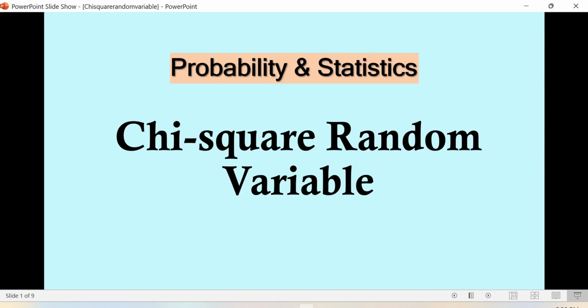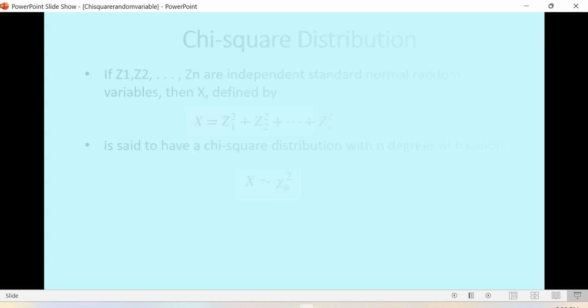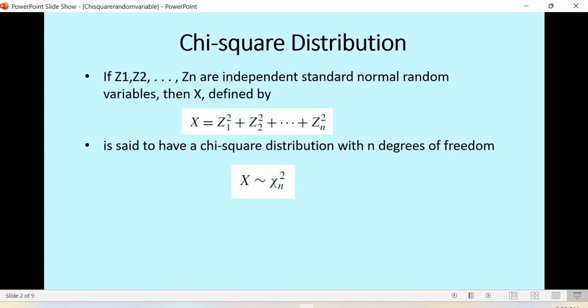Hello, we will talk about the chi-square random variable in this video. A chi-square random variable follows the chi-square distribution. If the random variable x is the summation of n independent variables, say Z1, Z2, ..., Zn, squared, then we say x follows the chi-square distribution with n degrees of freedom.